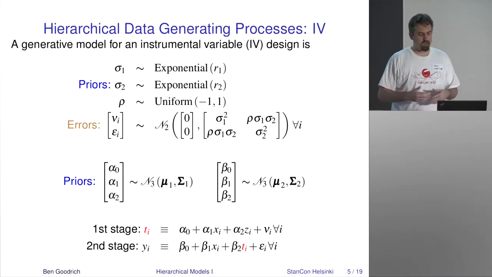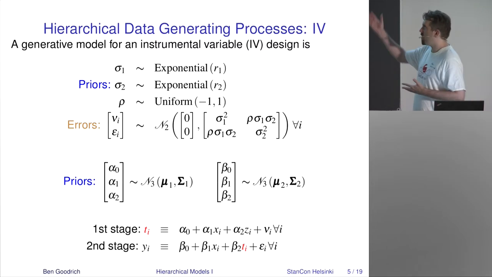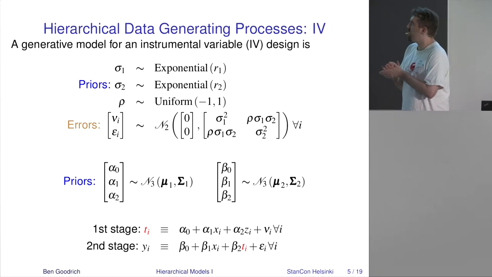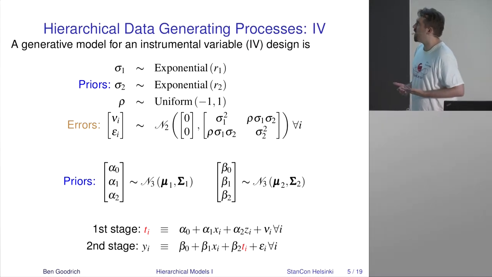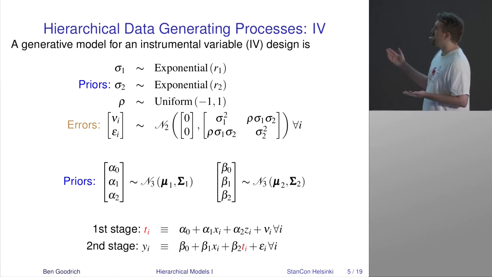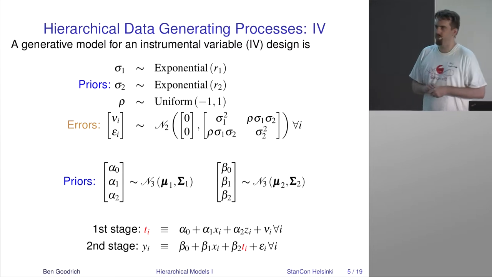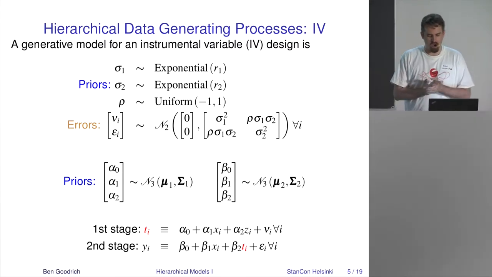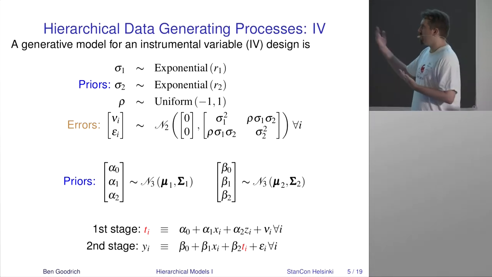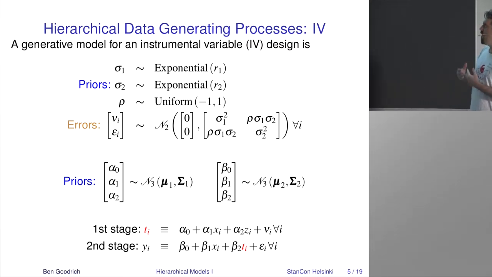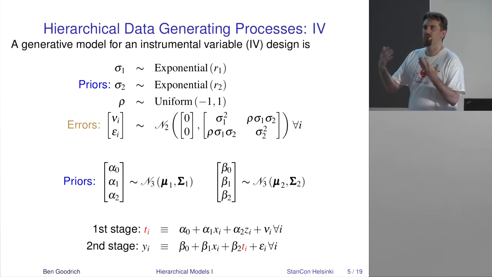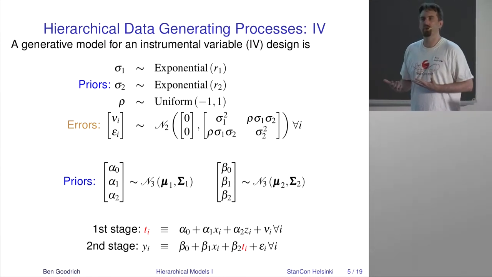So if we go through this generative model, draw from exponentials and uniforms for the bivariate covariance matrix for the errors, draw errors for each of our observations one time, draw the alphas and the betas from these multivariate normals, use the realizations of the alphas and the error nu to give us a realization of t, the treatment variable, and then use that realization of the treatment variable along with our control variable x and the realization of epsilon that we drew to form the outcome variable y that we're interested in.